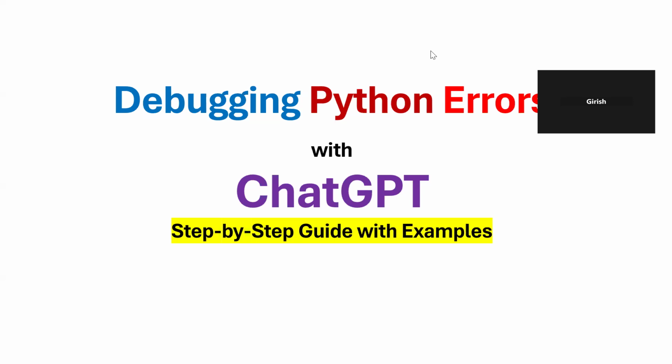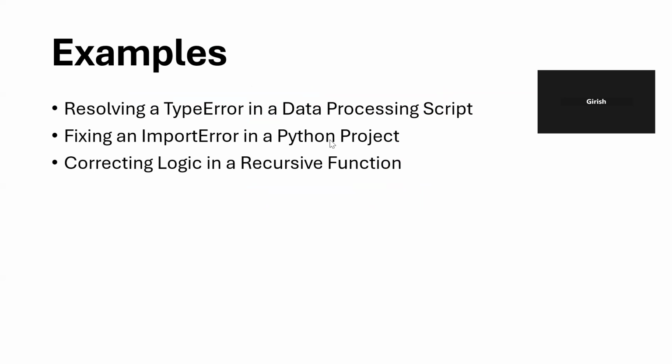In this video, we will discuss how to fix Python errors using ChatGPT. So we'll do debugging Python errors with ChatGPT, and I'll show you a step-by-step guide with examples. In this, we'll discuss three types of errors and how to resolve those using ChatGPT. One is resolving a type error in a data processing script, fixing an import error in a Python project, correcting logic in a recursive function. Now let us see how to fix these issues using ChatGPT.